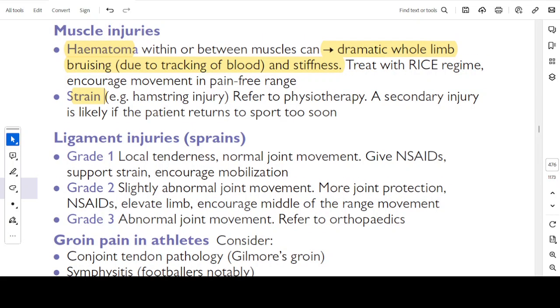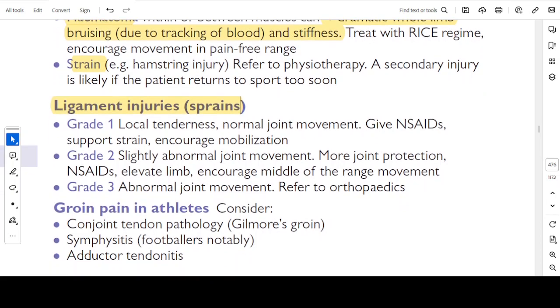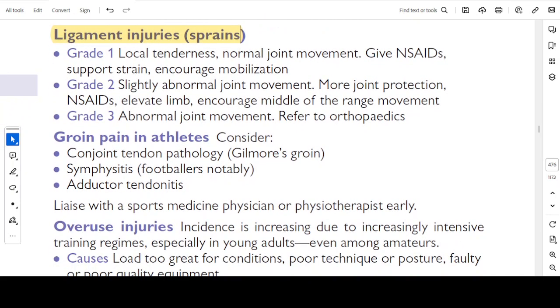So, these are muscle injuries, then ligament injuries or sprains. Grade 1 sprain: local tenderness, normal joint movement. Give NSAIDs, support strain, encourage mobilization in grade 1 ligament injuries.